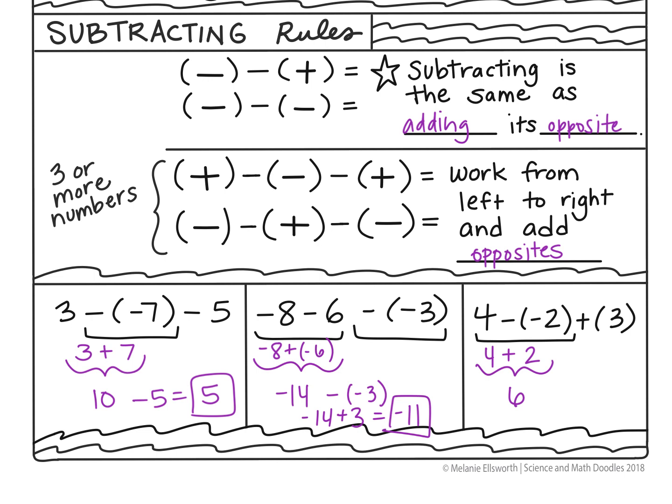So in this one, you're going to rename it so that you are adding the opposite instead of subtracting the negative. So 4 plus the opposite of negative 2, which is positive 2. So 4 plus 2 is 6. The last thing I got to do is add the 3. So 6 plus 3 is 9. I told you. Wow, I got it right.